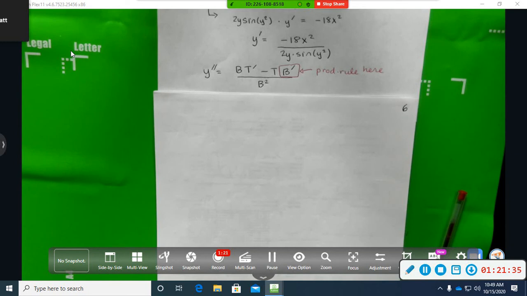To save some time, don't simplify your second derivative very much.